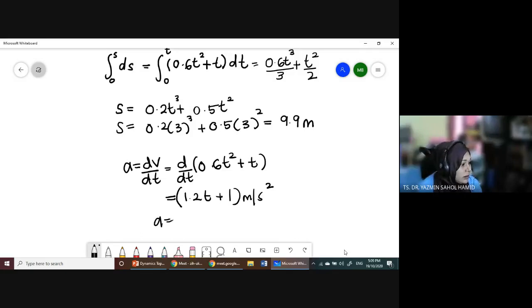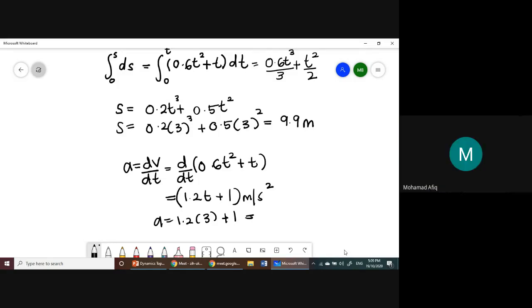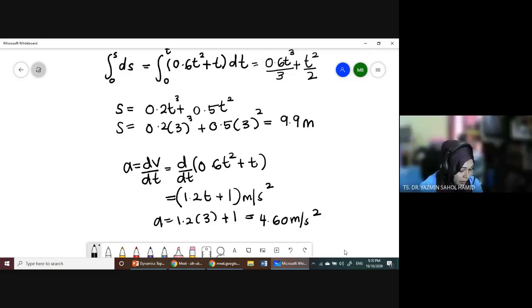So all you need to do now is replace the T with 3 seconds to get the answer. What is the answer, Afiq? 4.6 meters per second squared. Yes, okay, all right.